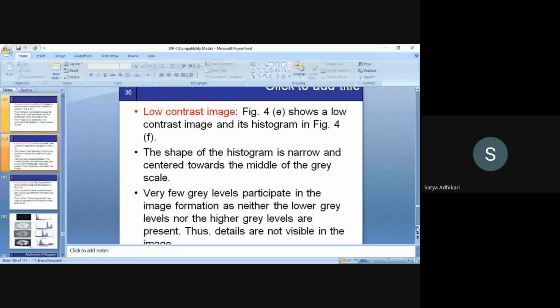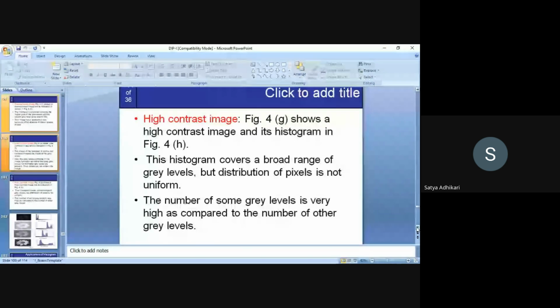Then come to the fourth one and the best one, the high contrast image. It shows a high contrast image. Some figures are there. We will discuss. This histogram covers a broad range of gray levels, but the distribution of pixels is not uniform. The number of some gray levels is very high as compared to the number of other gray levels, and they are distributed uniquely in there. You see the picture.